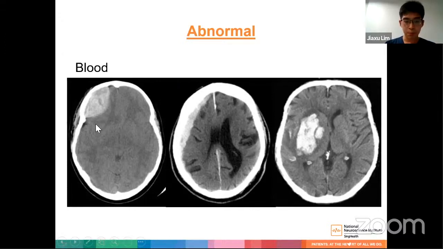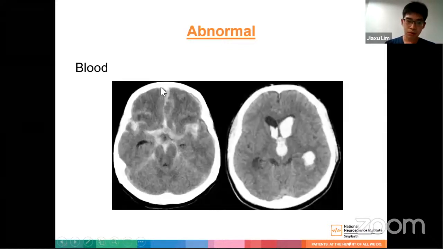So right here, we have blood in multiple compartments. We have blood that is lenticular in shape, lens shape here, and that is blood in the extradural space, extradural hematoma. We have blood in a crescentic shape, and that is a moderately sized subdural hematoma. There is blood here in the parenchyma, intracerebral hematoma. Of course, blood in the cisterns, subarachnoid hemorrhage. Blood in the ventricles, intraventricular hemorrhage.